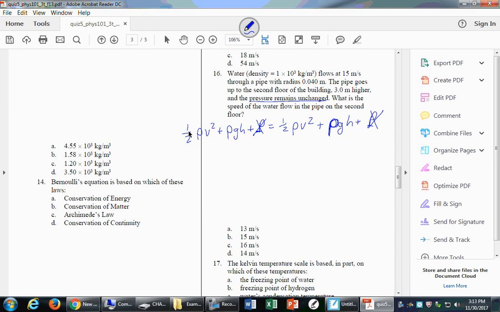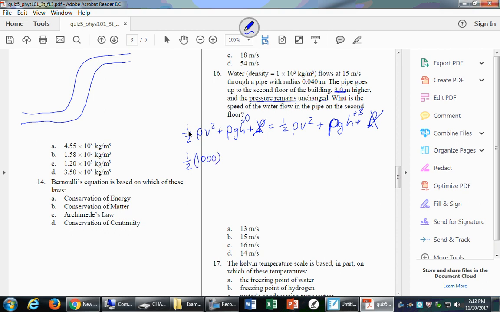However, the height changes. So here h is equal to 0, but over here h is equal to 3. The pipe goes up, right? The pipe is traveling along like this, and then it goes up like that. And so the speed is going to change because some of the energy is going into potential energy. Okay, so I want to know what is the speed of the pipe on the second floor. It gives me the radius here, but you don't really need the radius. It's not important because I say 1/2 times rho, which is 1,000.